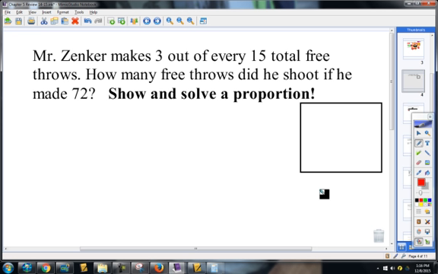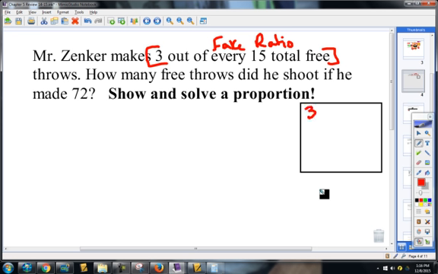If Mr. Zinker makes 3 out of every 15 total free throws, that right there is your fake ratio, or what some of us call the fratio. I'm sure you guys are saying it to the computer right now, why am I writing free throws? Okay? So, I'd like you to always do edge pieces.